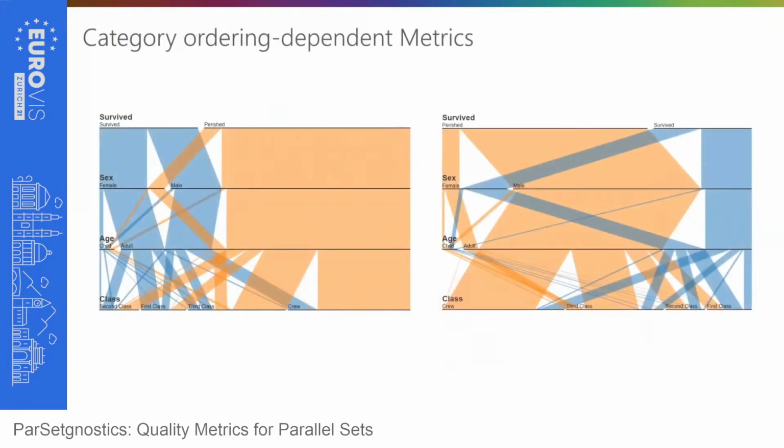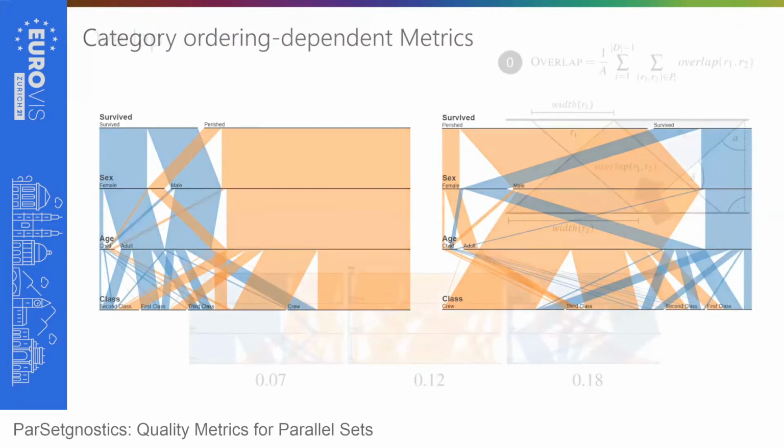Now I want to focus on the 5 dimension ordering dependent metrics, which are specific for parallel sets. As the name suggests, we optimize the ordering of categories on the dimension axis to reduce clutter and improve the readability. It is also the more flexible parameter compared to the dimension ordering. However, it is also more complex because of the large number of possible configurations.